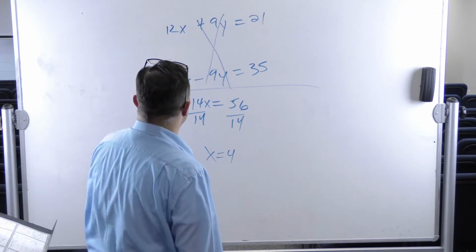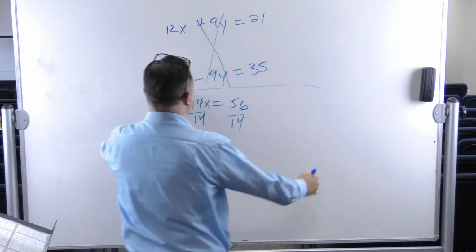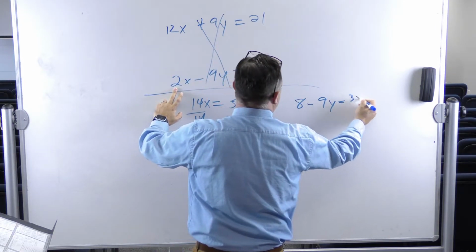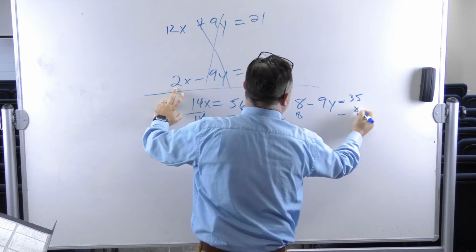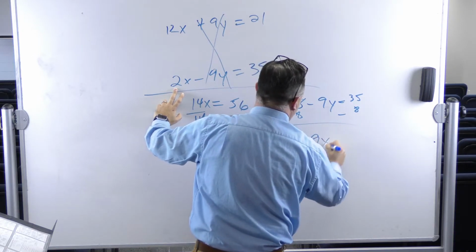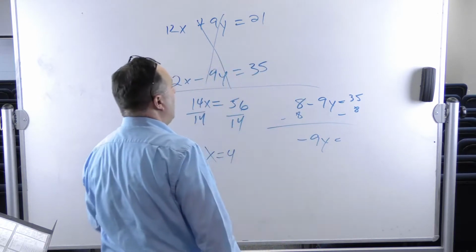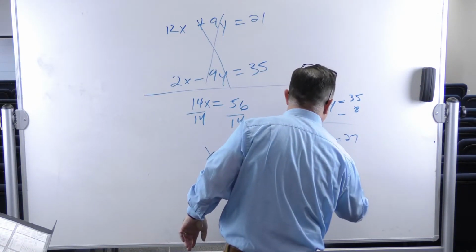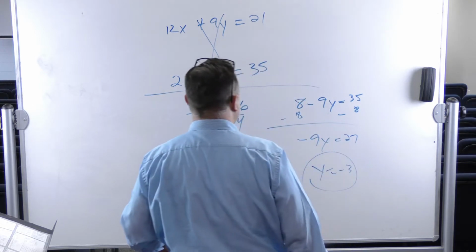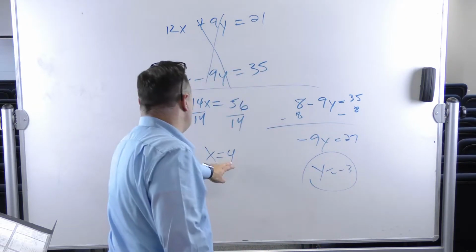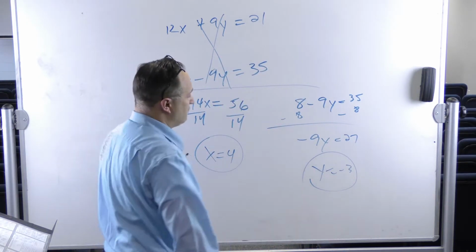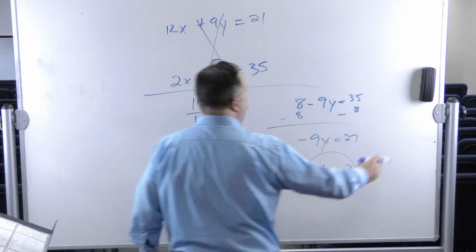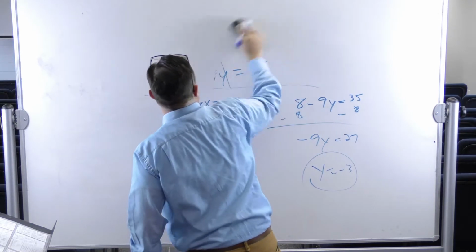If x equals 4, you just put it back in any of these problems. Let's put it here. This is 8 minus 9y equals 35. Subtract 8, subtract 8. Negative 9y equals 27. So y equals negative 3. So x equals 4, y equals negative 3. There you go, dudes. All right, you can do the rest of that page because you're smart.